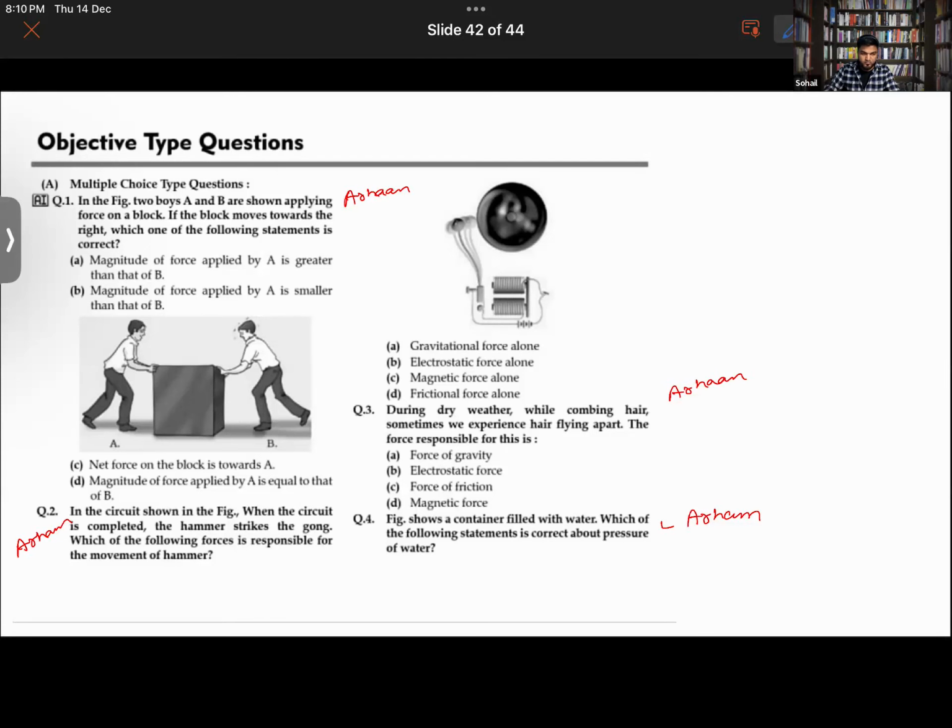So in the circuit shown in the figure, when the circuit is completed, the hammer strikes the gong. Which of the following forces is responsible for the movement of hammer? So hammer के movement के लिए कौन से force यहाँ पर responsible है? So you are saying it's a frictional force alone. Yes, sir. What do you think, Arhan? Is that correct? Sir, it could also be mechanical force, but there is no option.